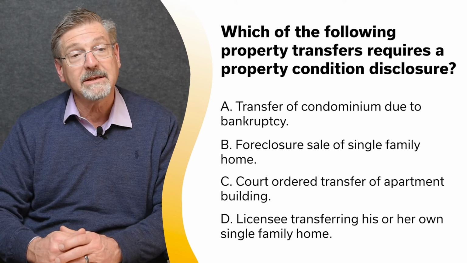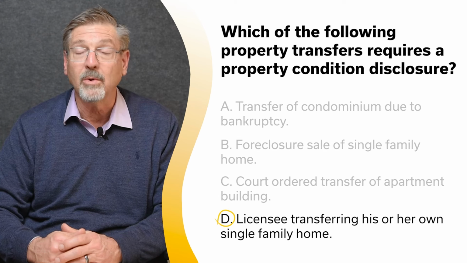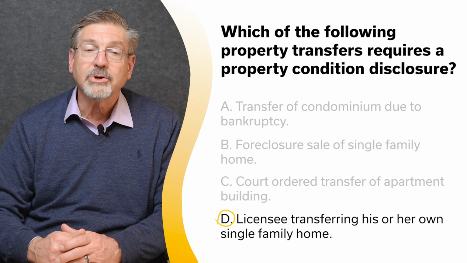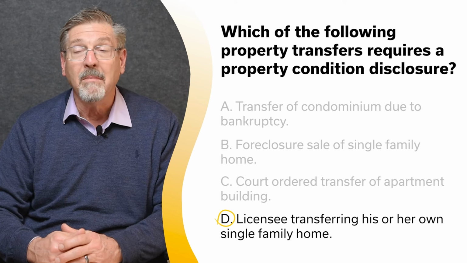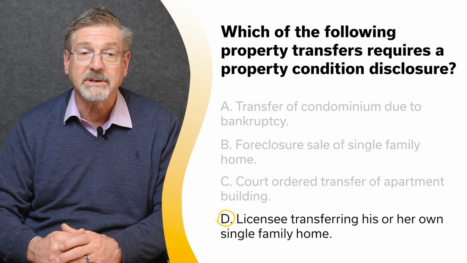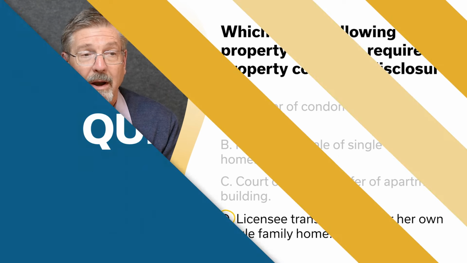The correct answer is D, licensee transferring his or her own single-family home. Transfers of single-family homes completed by a licensee must include a property condition disclosure statement. The others are exempt from the disclosure requirement.